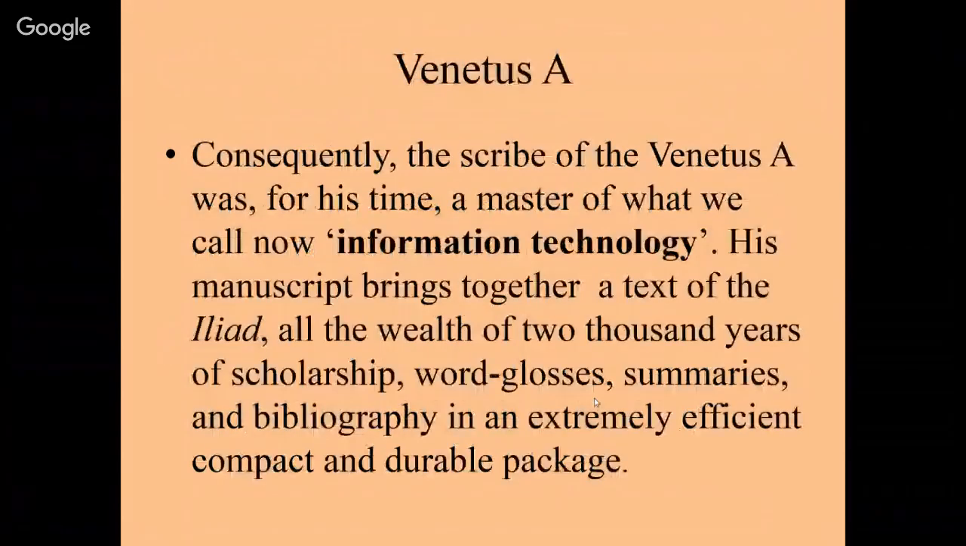So consequently, the scribe of the Venetus A was for his time a master of what we call now information technology. His manuscript brings together a text of the Iliad, all the wealth of 2,000 years of scholarship, word glosses, summaries, and bibliography in an extremely efficient, compact, and durable package. This wealth of data was not assembled or presented randomly.